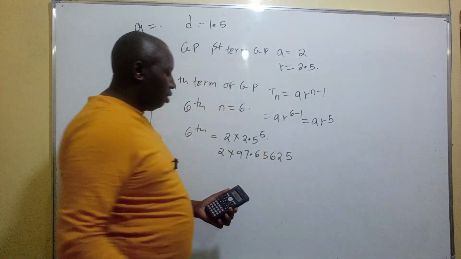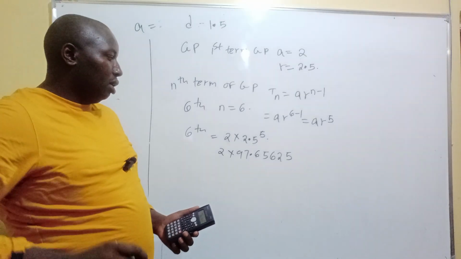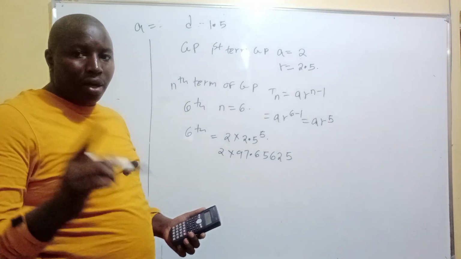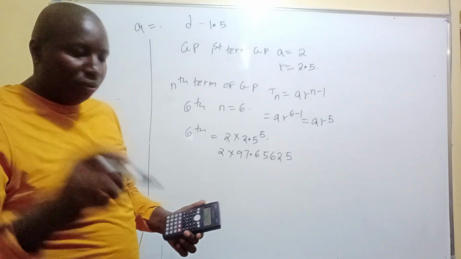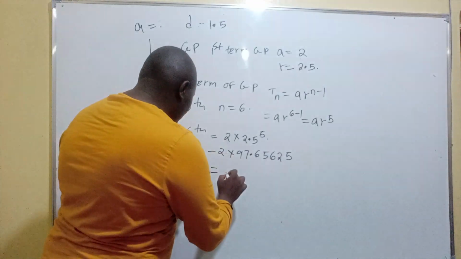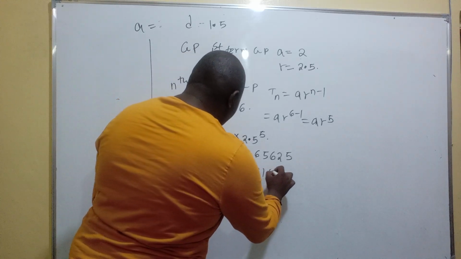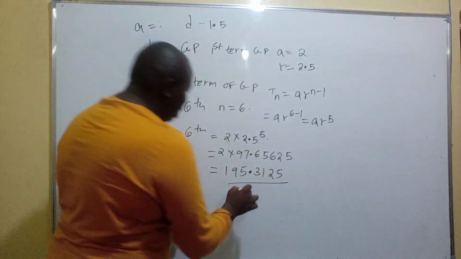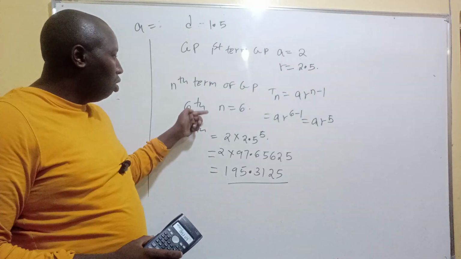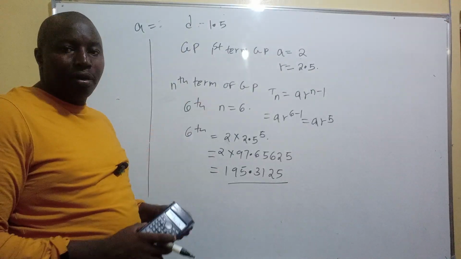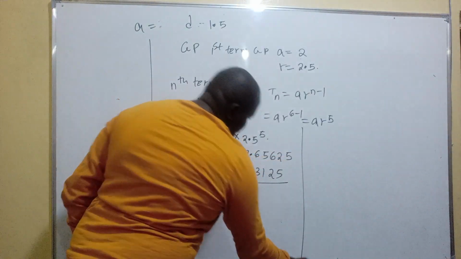You get 97.65625. Then from there, multiply by 2. Without rounding off. Don't round off. So this one remains as 195.3125. And that is the sixth term of the GP.